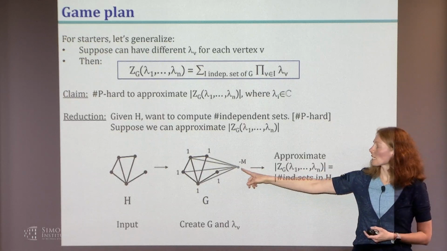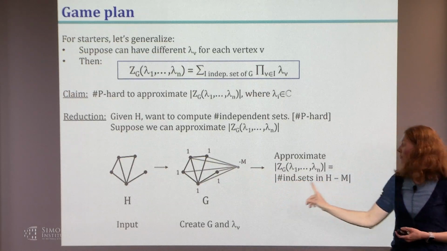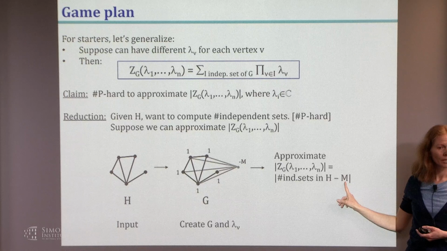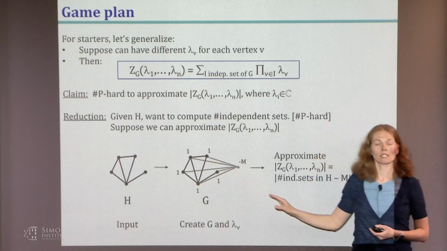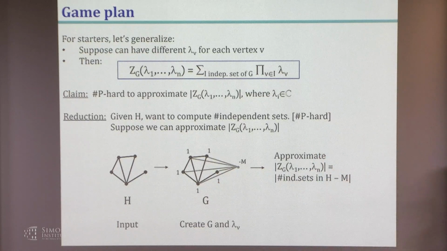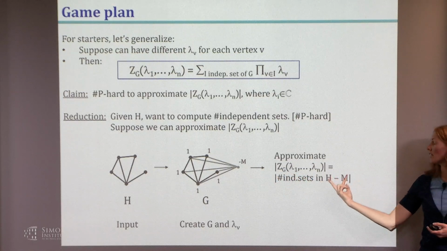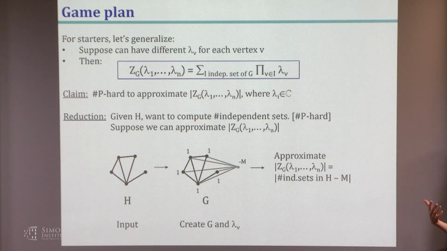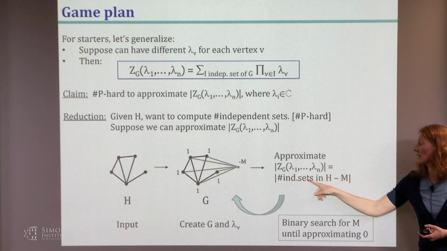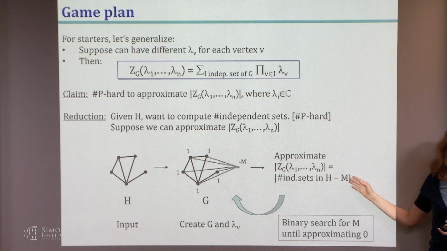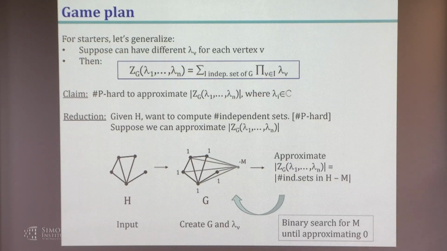Well, either this new vertex is in the independent set, in which case nobody else can be in the set, and therefore the weight of that set is minus m, or the vertex is not there, in which case we have exactly the original independent sets in our original graph. Okay? So we are really estimating the absolute value of these two numbers. So we are going to try to find m such that this quantity is equal to 0, which will let me output exactly the number of independent sets in the original graph.